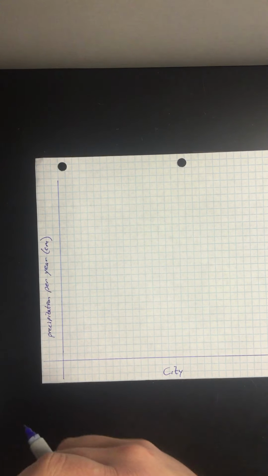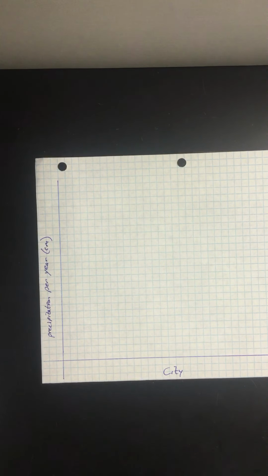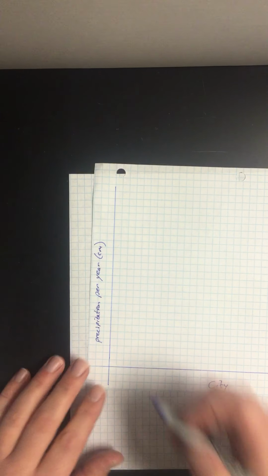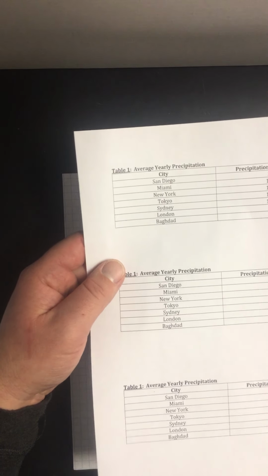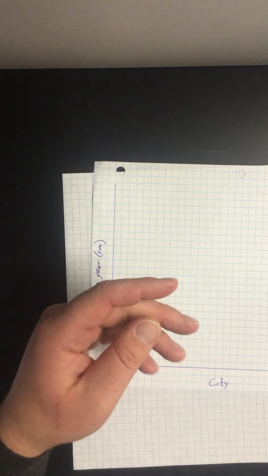Now, another step, I need to get a separate sheet of paper here, is to determine how do we actually determine the spacing, okay? So for example, how much is each block worth? Now we can look at this and say, well, the highest number is 148, so I need to go up to about 150, and that's fine, okay?